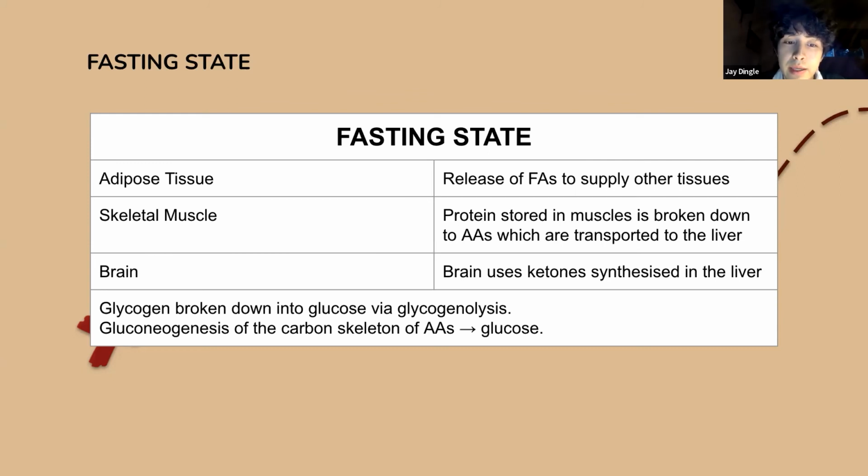Acetyl-CoA from our amino acids and fatty acids will be used to make ketone bodies for the brain. And acetyl-CoA will be produced in the beta oxidation of fatty acids in the liver. So yeah, we can see the brain will use ketone bodies. Our glycogen will also be broken down into glucose, and these all help to provide energy for our body.